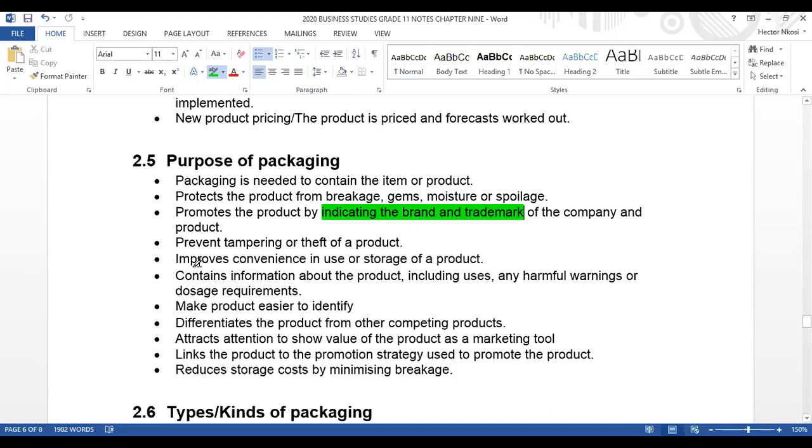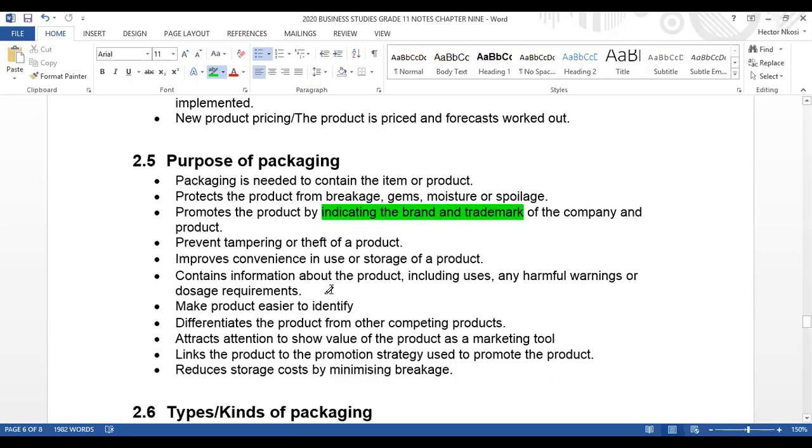Also, it prevents tampering and theft of the product. Also, it improves the convenience in use and storage of a product, basically, boys and girls.